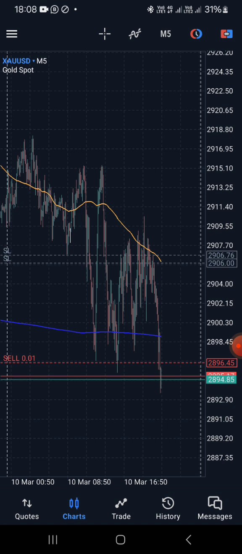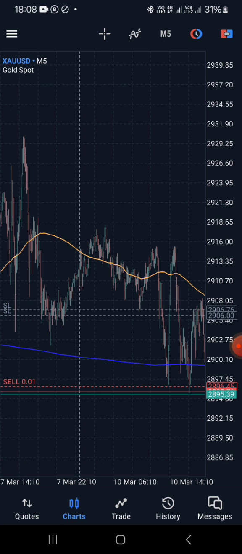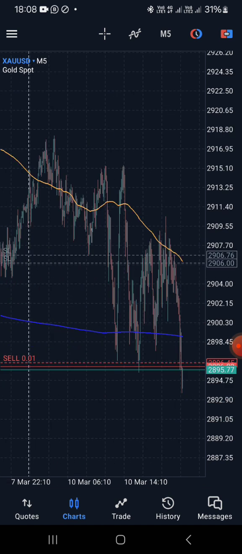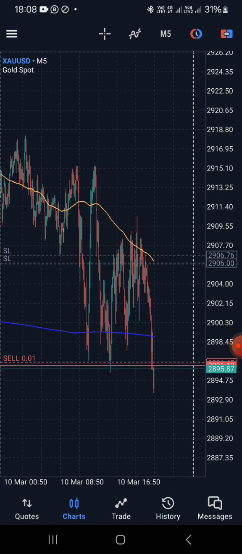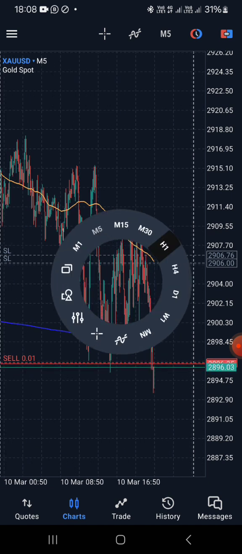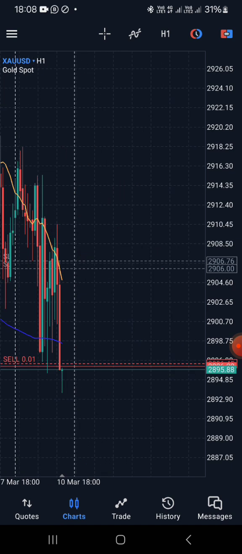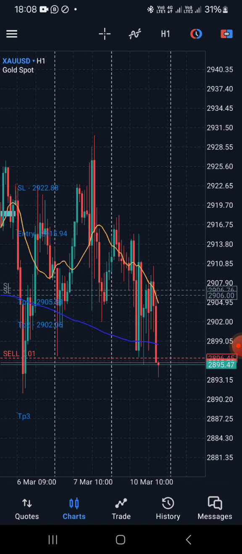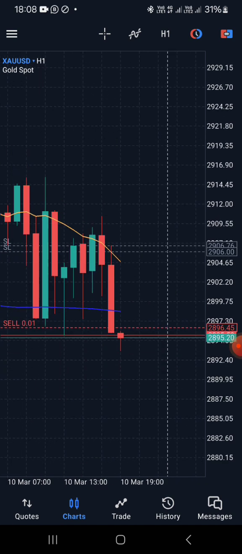So this strategy has been a very good and maximum strategy for me to see the higher time frame. I'm on 5 minutes trading on a sell trade. Now let's look at 1 hour. This is my 1 hour. This is what I am looking at on 1 hour for the day.